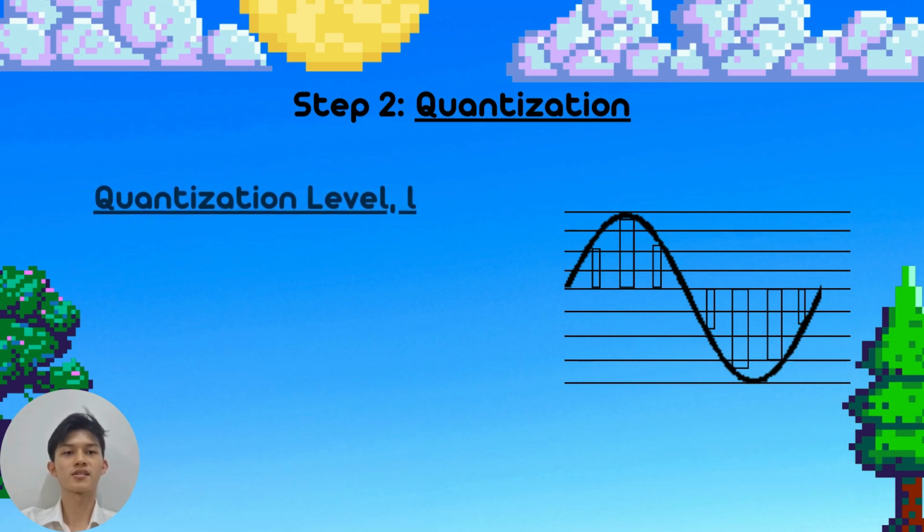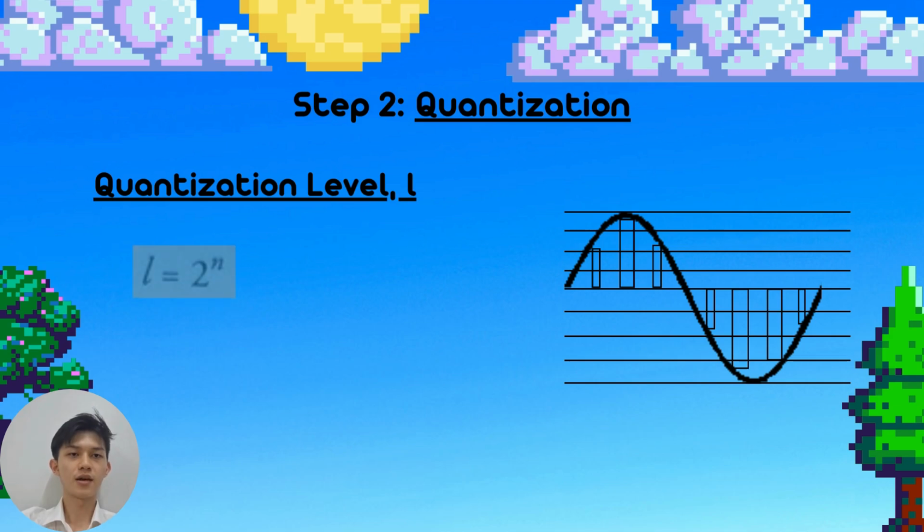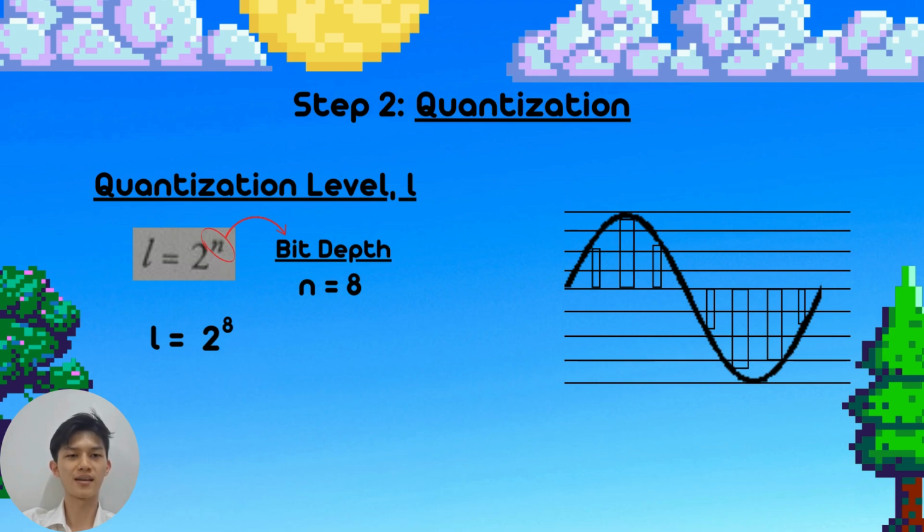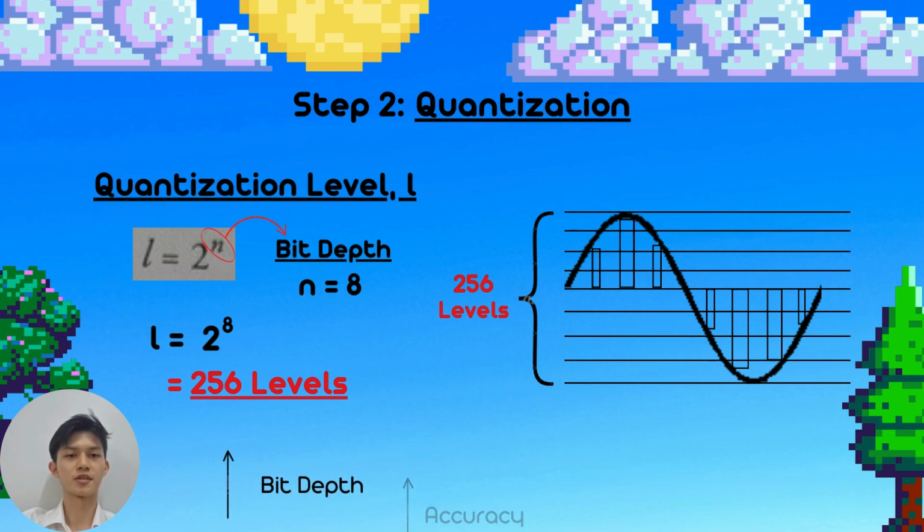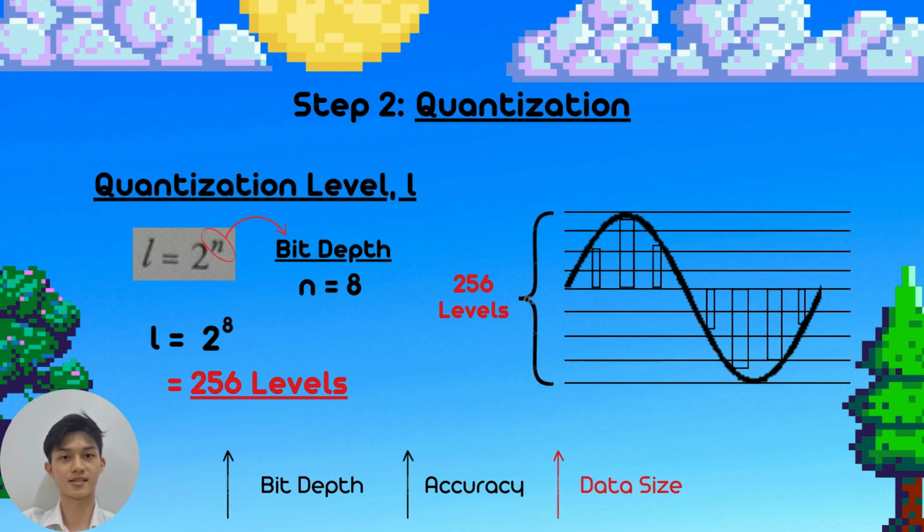Firstly, the quantization level L. L is equal to 2 to the power of n, where n is the bit depth, which refers to the number of bits used to represent each quantized value. For example, with a bit depth of 8 bits, L is equal to 2 to the power of 8, which is equal to 256 quantization levels. A higher bit depth improves resolution and signal accuracy, but at the cost of larger data size.